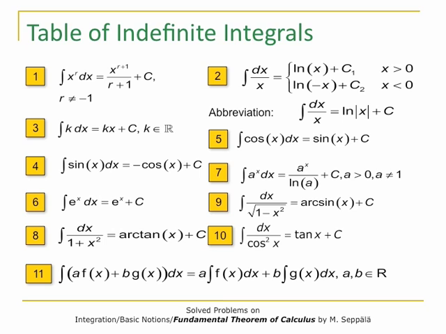And the 11th rule is a general rule which says that the integral of the function a times f of x plus b times g of x, where a and b are constants, is a times the integral of f of x plus b times the integral of g of x. This is true for all constants a and b.